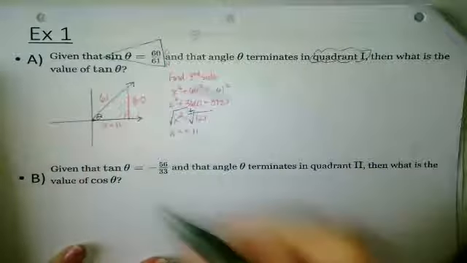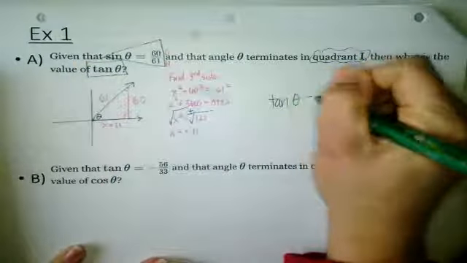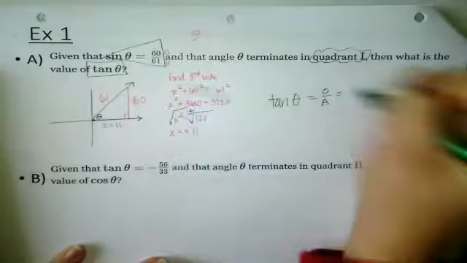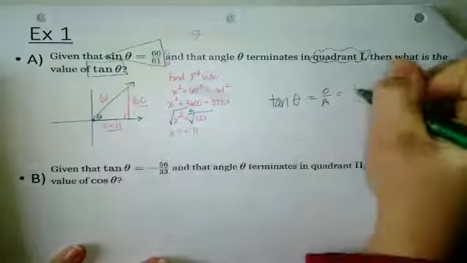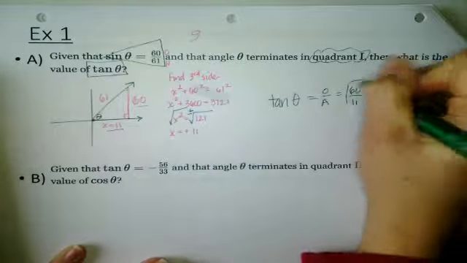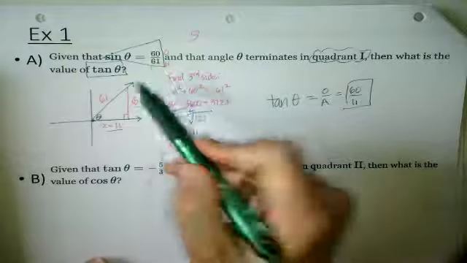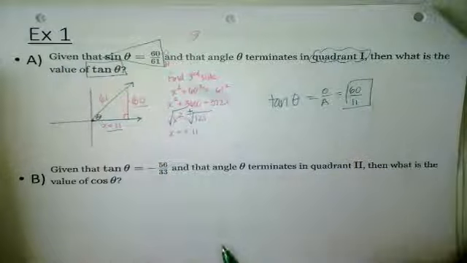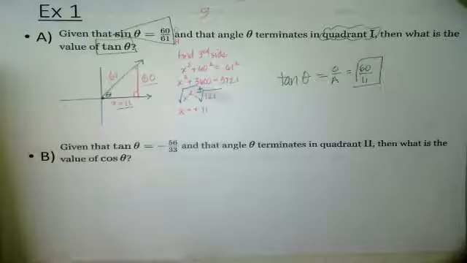And now we can figure out the tangent according to the angle theta that we drew. Tangent is opposite over adjacent. So that's going to be 60/11. And there you go. So we're using what was given to draw a triangle and then figure out the ratio we need. So try another.